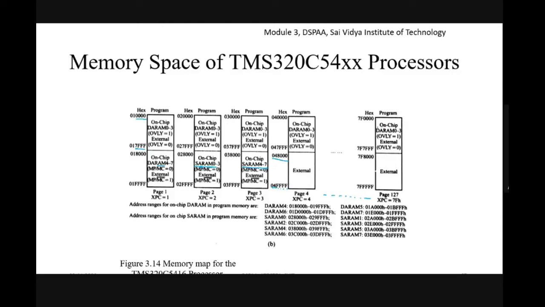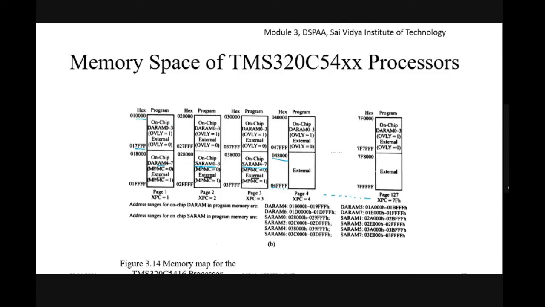And here also, if you just observe, the first half remains the same for all the pages. That is from 0100 to 017FFF, 0240 to 027FFF, 0340 to 0373F, 0440 to 047FFF. I hope it is easy to remember and easy to practice this diagram. So we have all this on-chip dual access RAM 0 to 3 bit when OVLY is equal to 1, and when overlay is equal to 0, it is external.